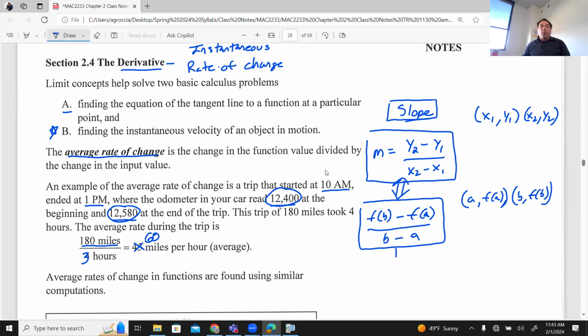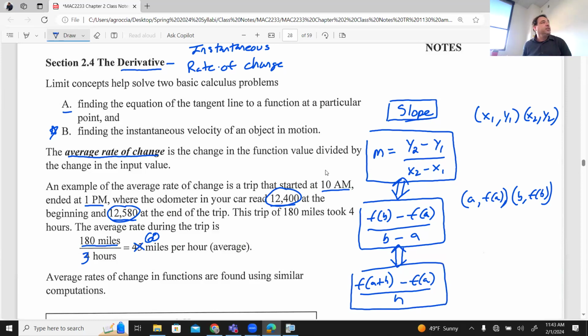But ultimately what I want to get to, it's still slope, it's still the same thing, but I want to get to this formula, f of a plus h minus f of a, all over h. Now I know that looks weird. Now we're saying, all right, hold on. That does look a little weird now, but all three are the same.